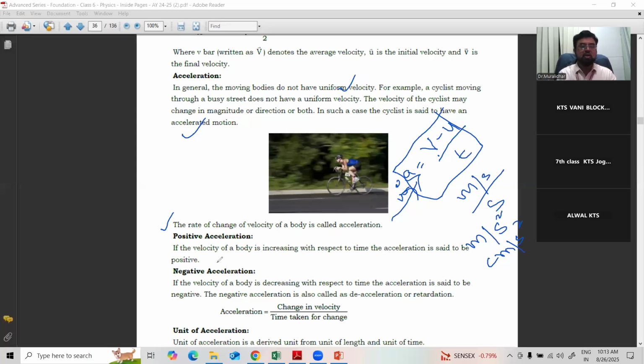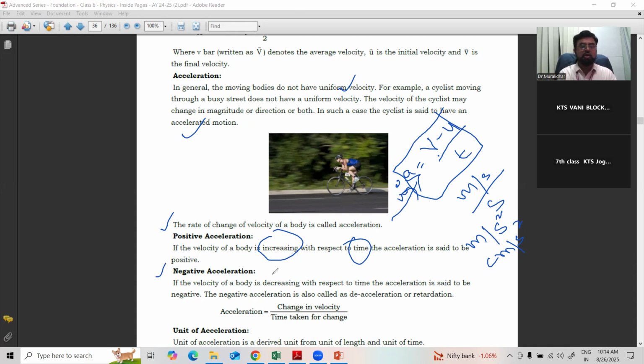If the velocity of the body increases with respect to time, then the acceleration is said to be positive acceleration. When you keep increasing the speed from time to time, then you can say the body is in acceleration. Whereas another one is negative acceleration, meaning decreasing of velocity.